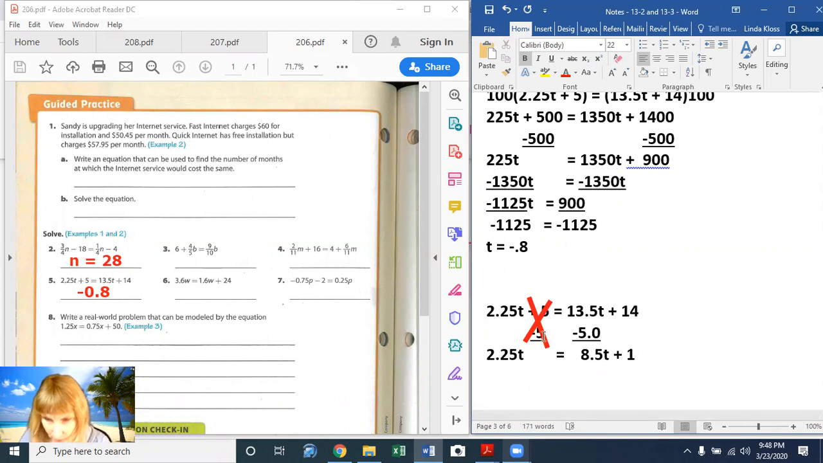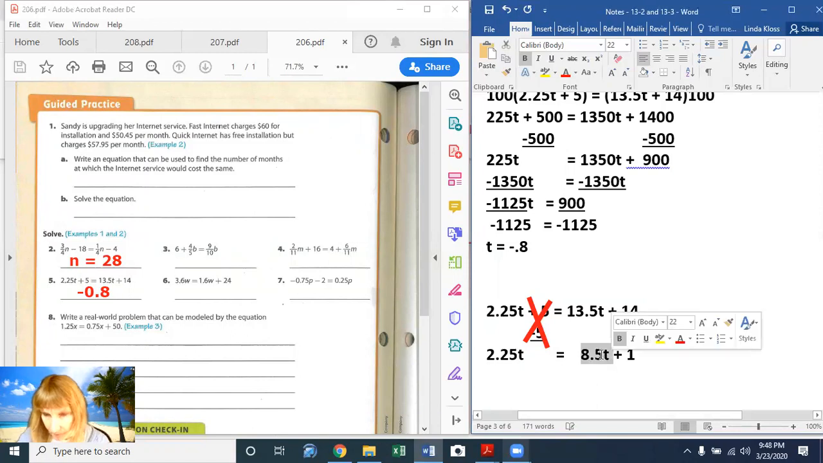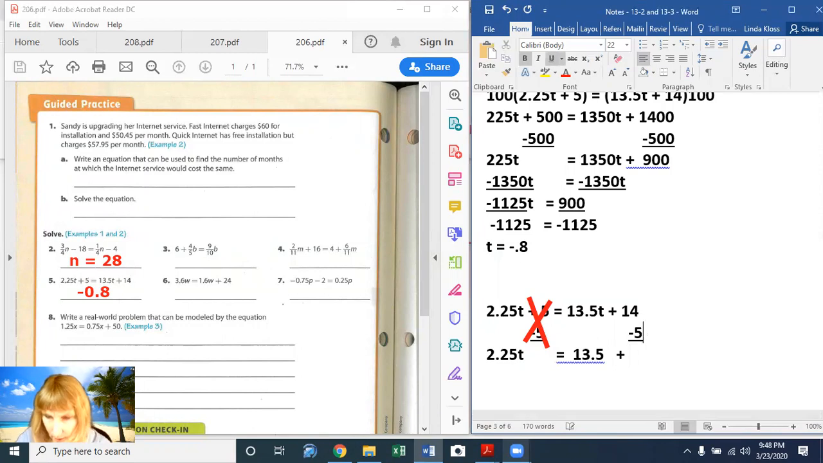Oh wait, I took it from the wrong thing. Minus 5 has to go over here. Okay. So the 13.5 would stay there. And this would be 14 minus 5.0, or 14 just minus 5. We don't have to worry about the decimal in this case. 14, 13, 12, 11, 10, 9. There, that made more sense. Okay, and don't forget this has still got a t.